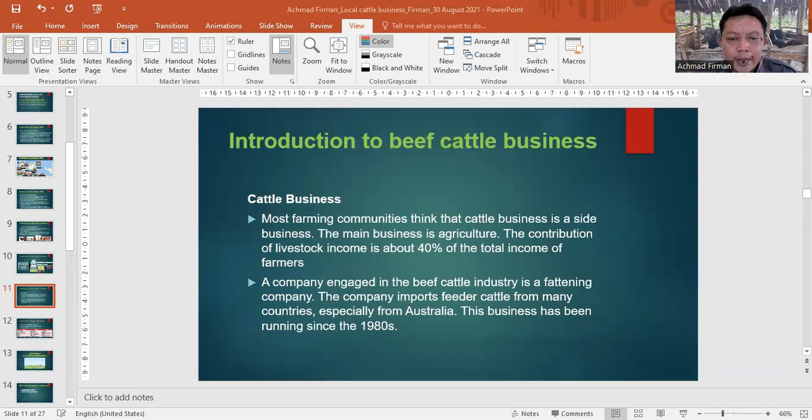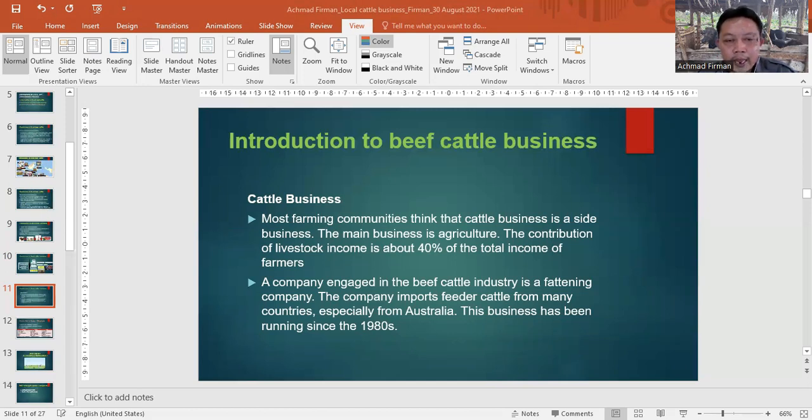Indonesia has been known as an agricultural country because most of its people work in the agribusiness sector. Agriculture is the main business of the family, especially rice farming. In addition, farmers usually have livestock besides rice, such as cattle. Thus, the cattle are only a side business for farmers.